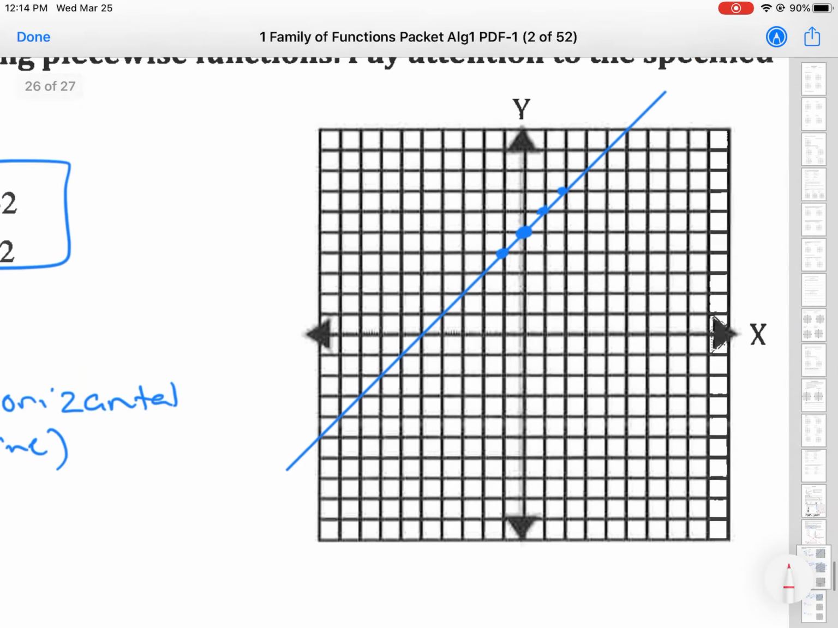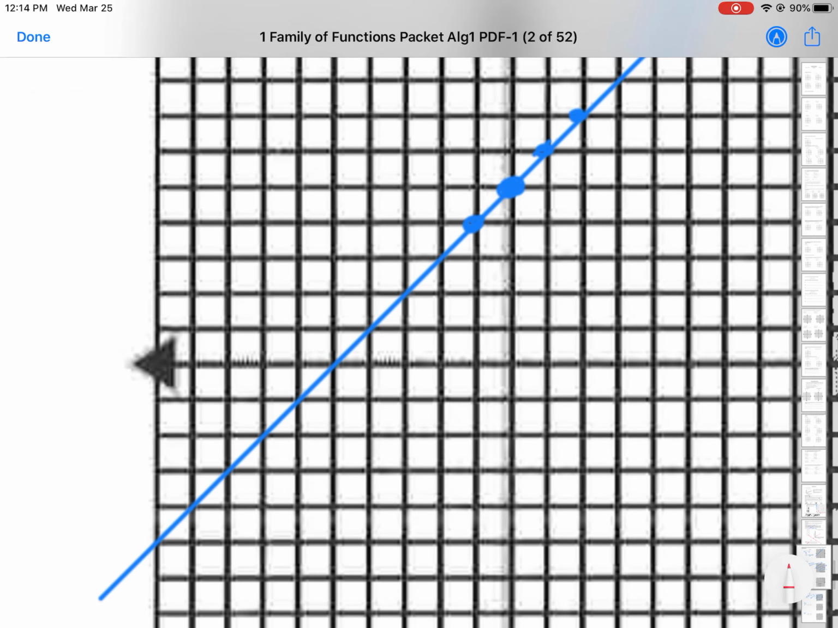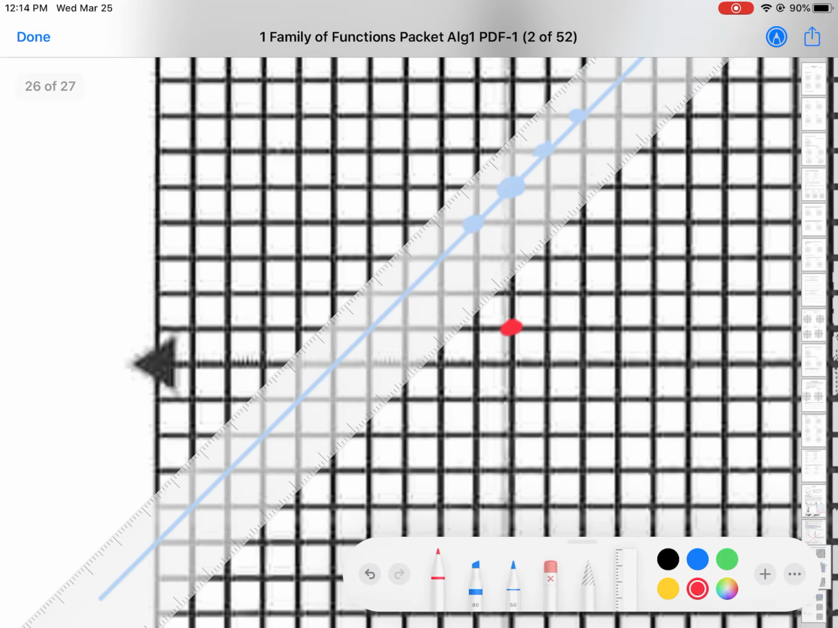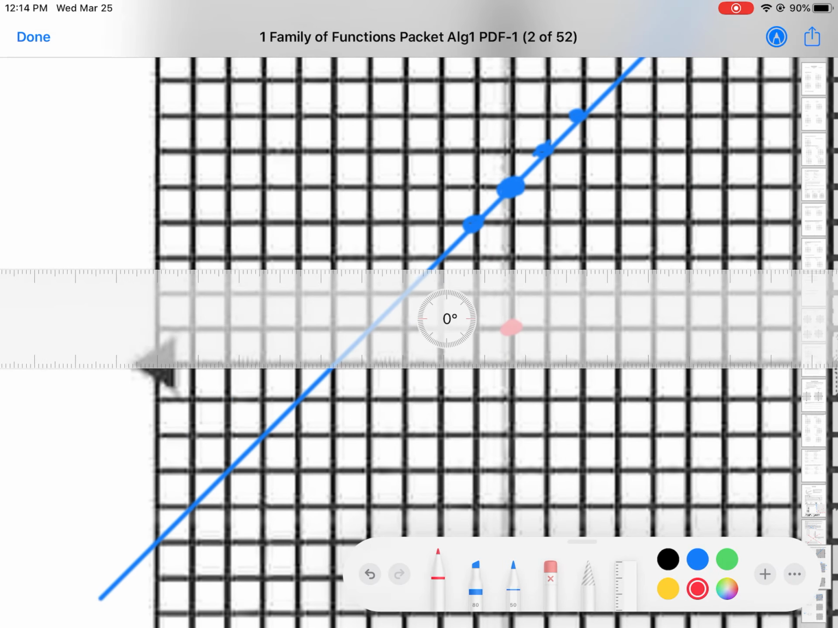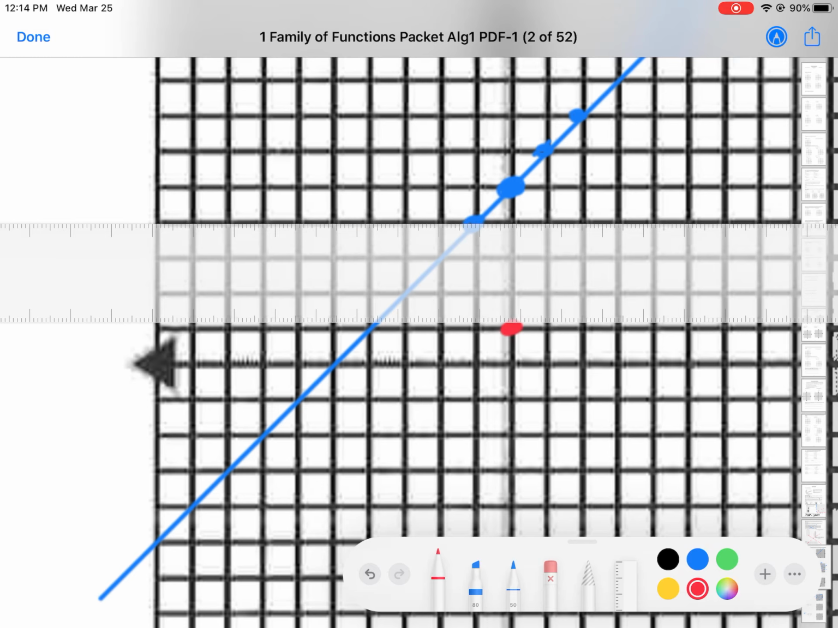Now I'll graph the function y equals 1. So I'll just draw a horizontal line at y equals 1. I'll get my ruler back out, and boom.